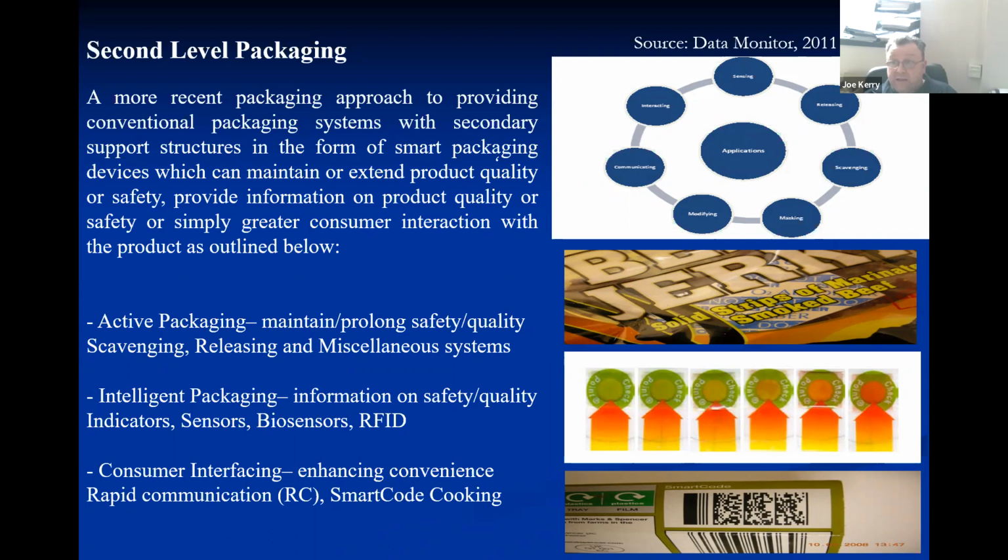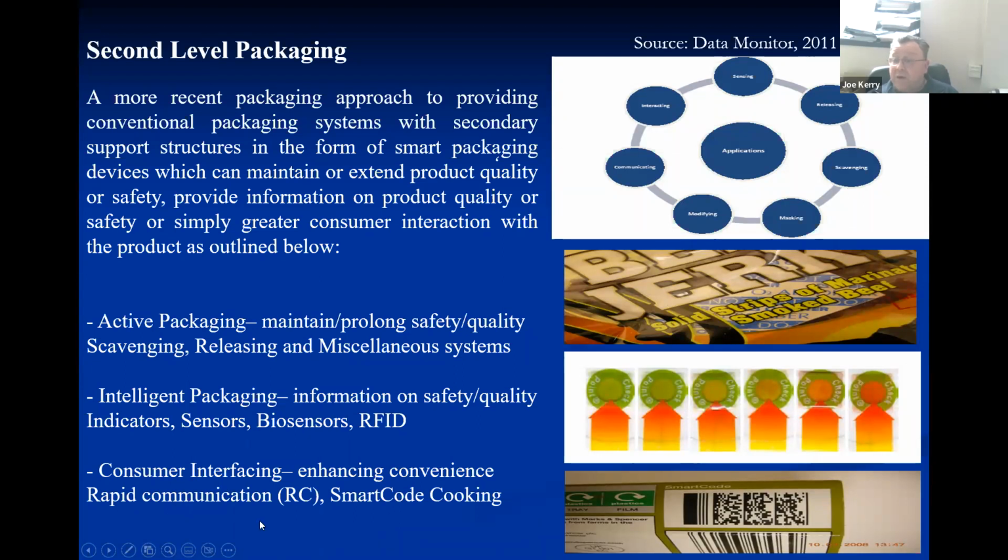Do you sell the product, or do you pass it back to some other part of the distribution chain, which would have to take responsibility for maybe this temperature abuse? So again, that's another form of technology that falls into second level packaging. And the third one, which is kind of the new kid on the block really, is consumer interfacing technologies, is the term that we use for them.